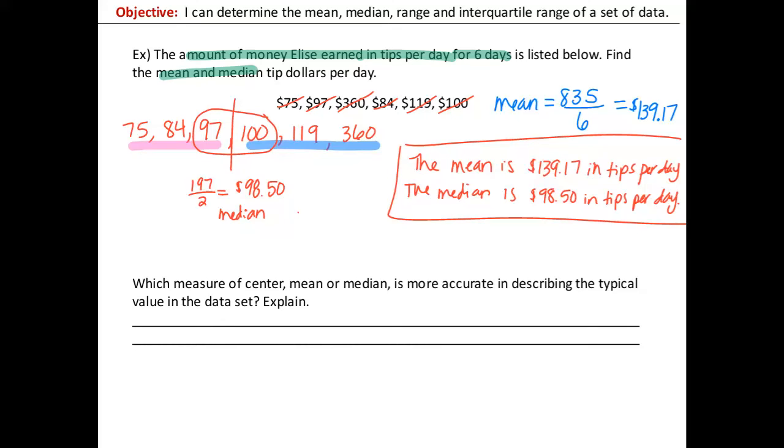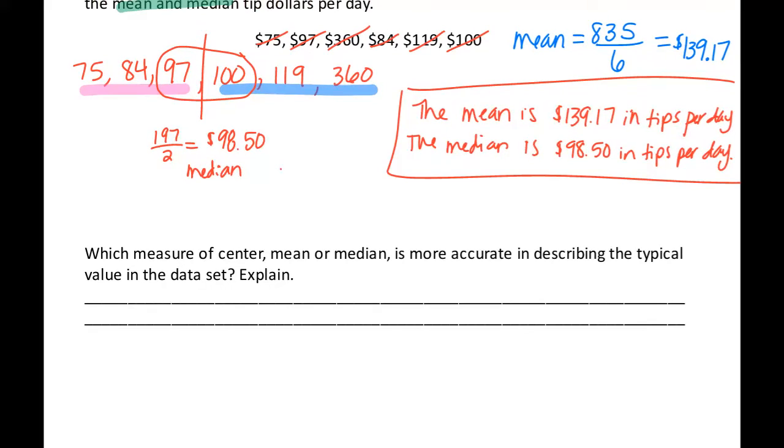So the mean in this case is not a very good representation of the center, because notice the mean does not end up in the center. So you do not want to use the mean in this case, because the mean ends up being larger than all of them but the 360, okay? So this 360 is probably an outlier, and we'll learn about outliers in our next lesson, I believe.